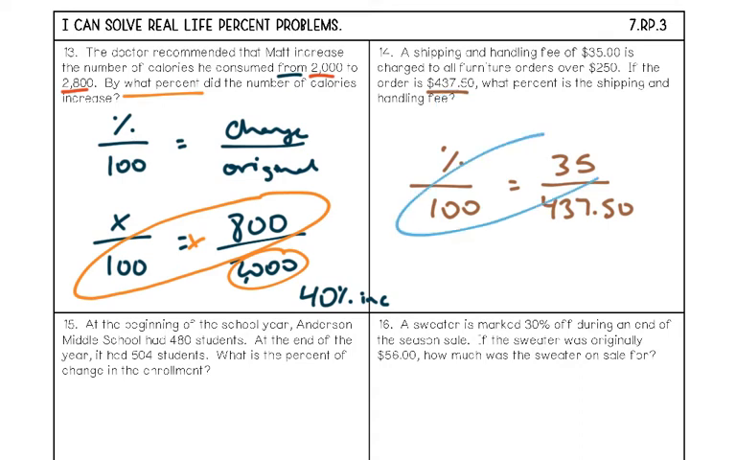Then I would cross multiply and divide by what's left to solve. I got 8, and the question said by what percent, so I know I just found 8%, the shipping and handling fee is of the total.